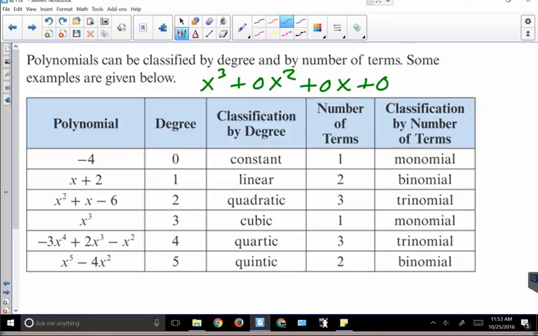Next one. What's the highest exponent you see? 5. So what's the degree of the polynomial? 5. Classification by degree is quintic. And no, you don't have to worry about those words. They just have them there so that they do actually have words. There's all kinds of nice words in math. Number of terms is 2. Classification by terms is binomial. Why? Because there's 2 terms.